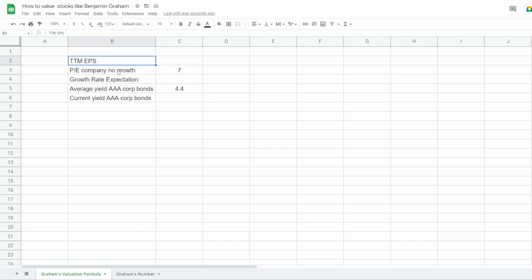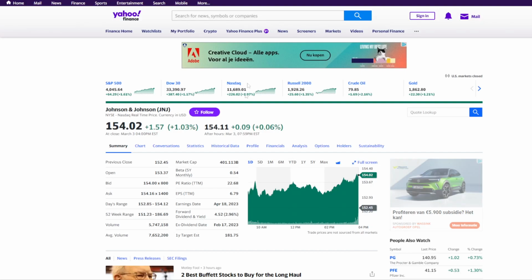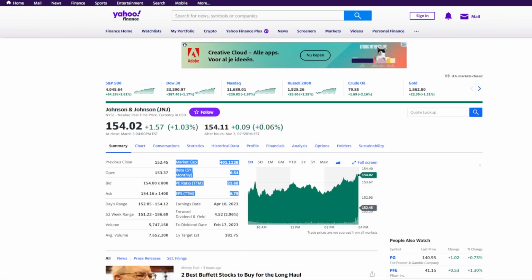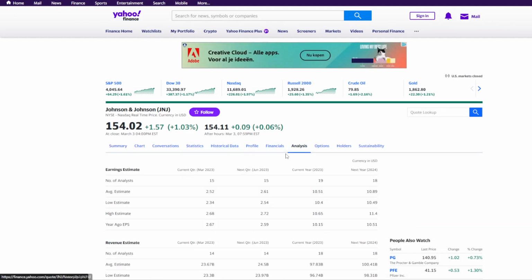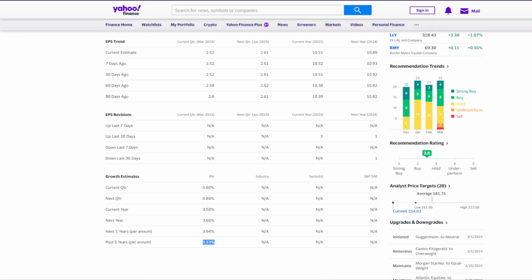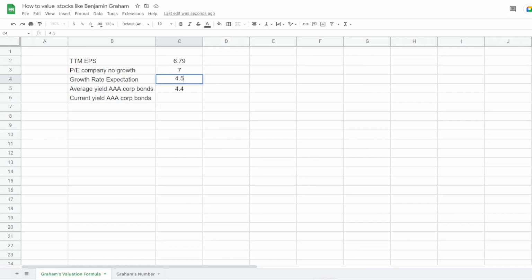If you want to get the trailing 12 months earnings per share, we can go to Yahoo Finance, which I'll leave in the description. You can see here the earnings per share, the trailing 12 months was 6.79. So let's fill that one in. The growth rate expectation we can also find on Yahoo Finance. For this, I go to Analysis and scroll all the way to the bottom, and then we see growth estimates. I always look at these two and take around the middle. So in this case that would be 4.5. So we fill in 4.5.